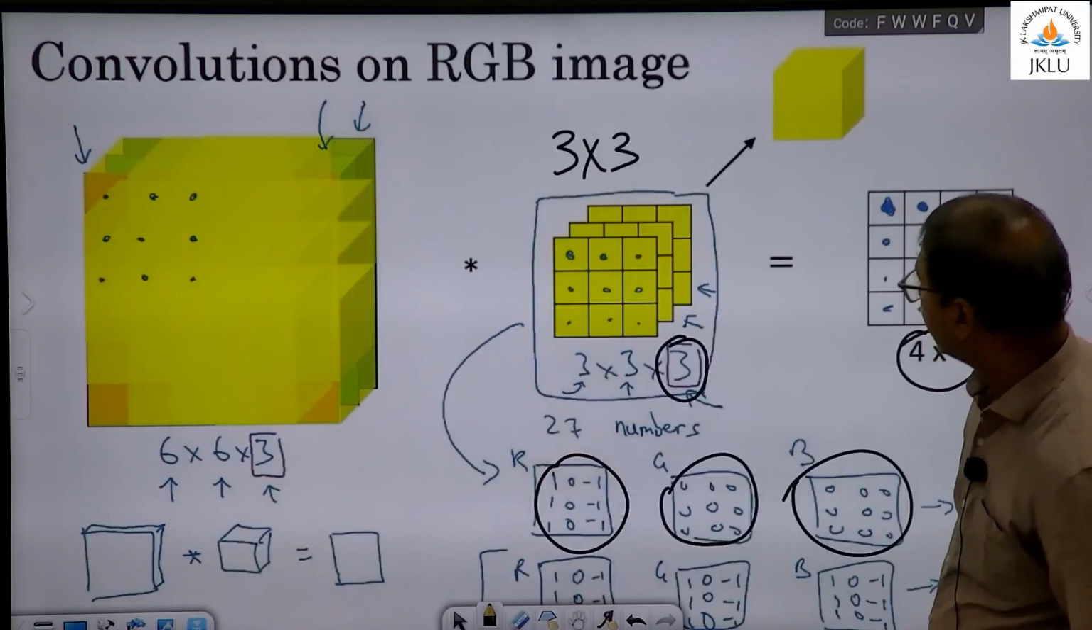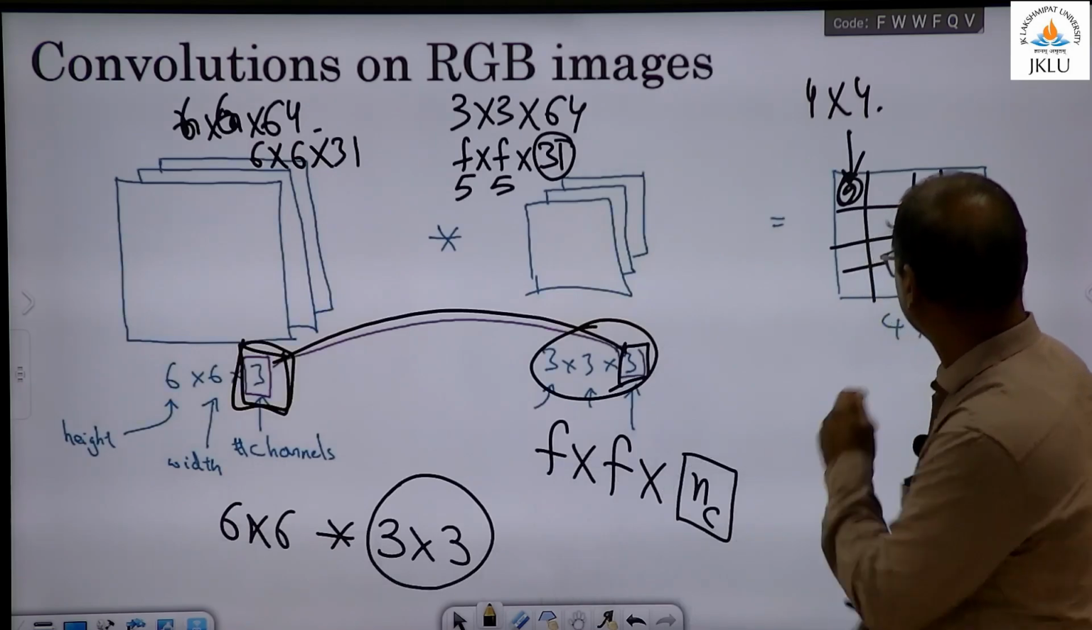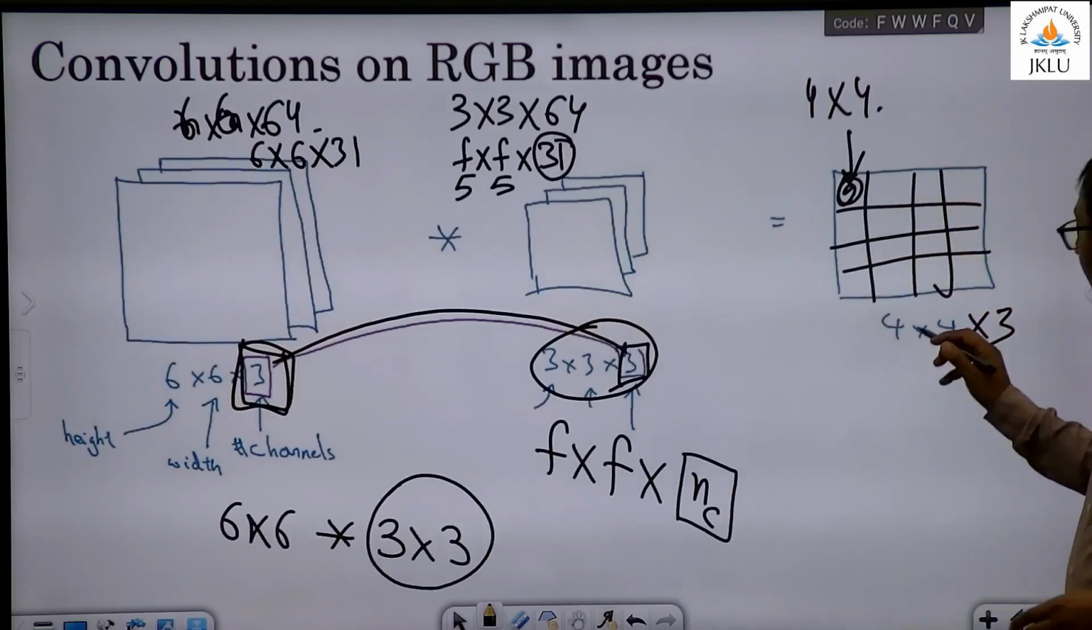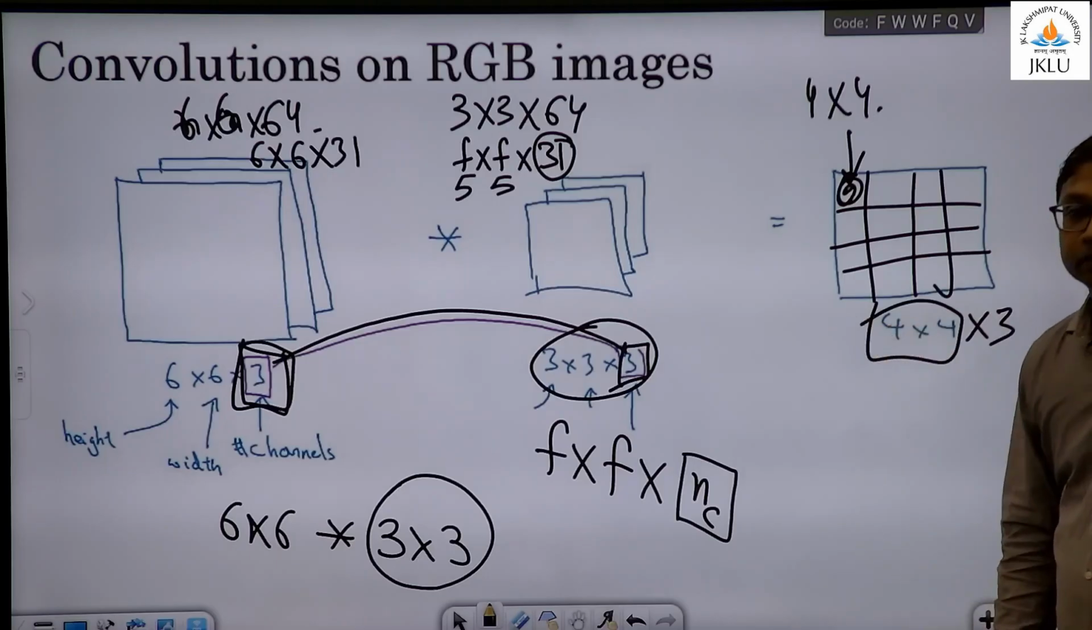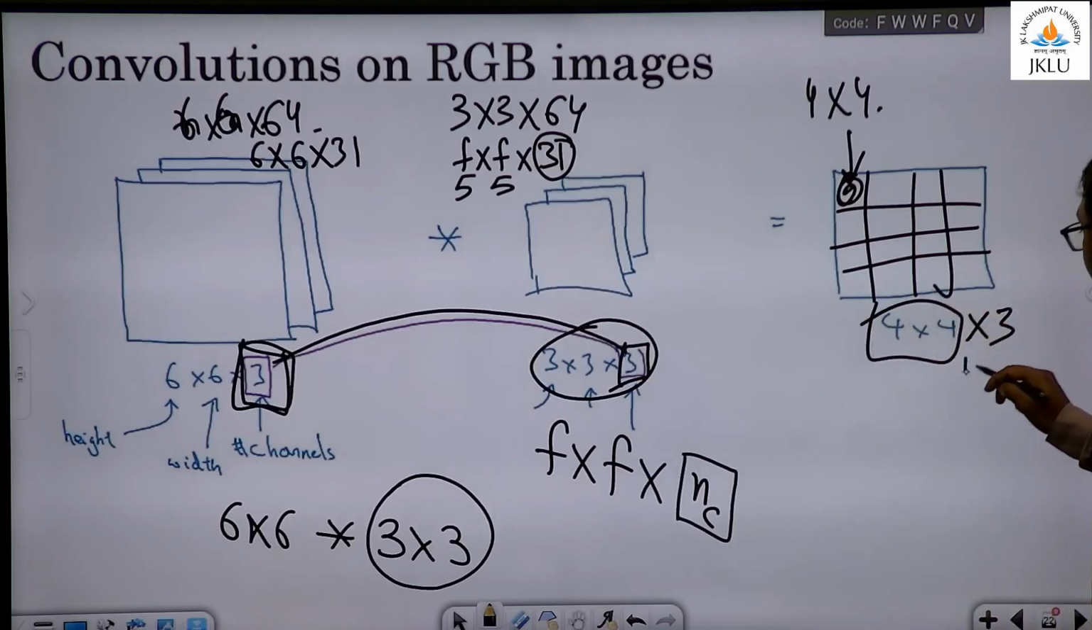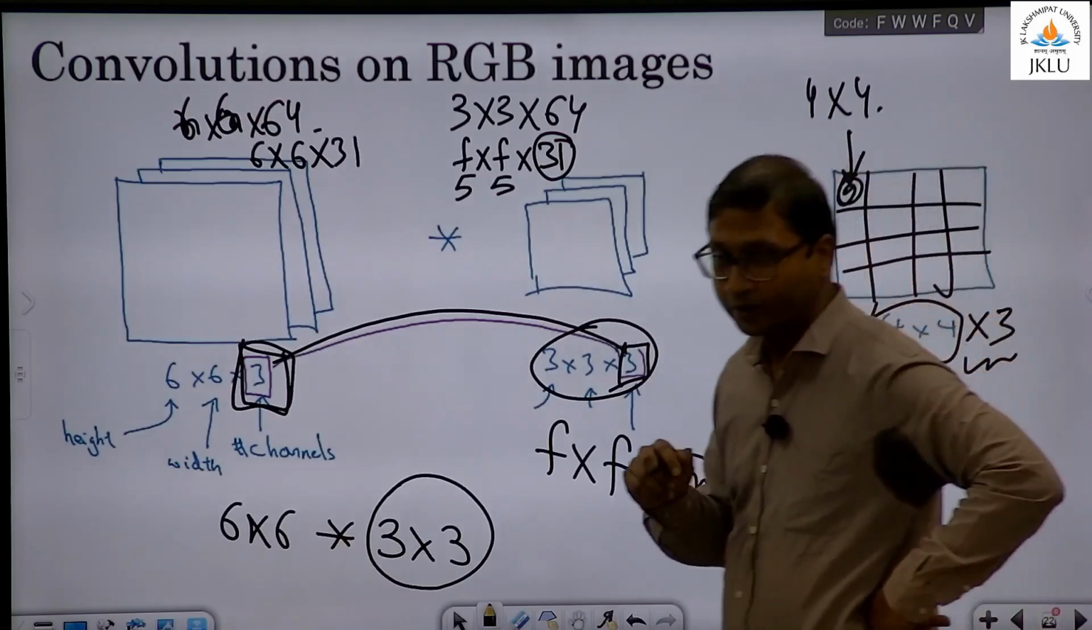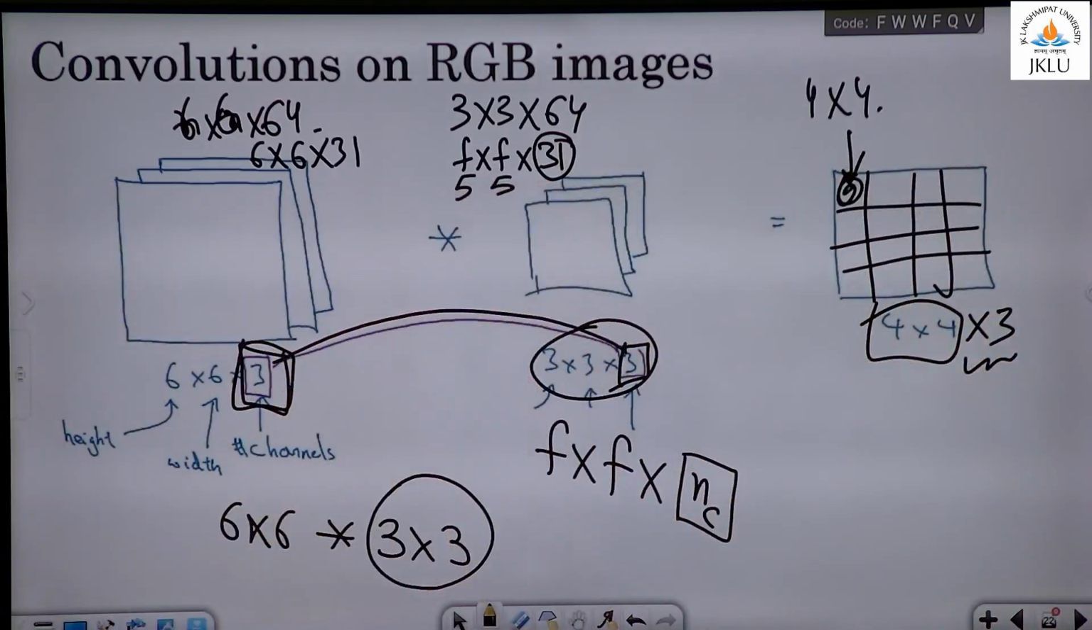Okay, so now you will have to help me figure out. I know how I get this 4 cross 4. I want to get 4 cross 4 cross 3 now. How do I do that? Filter?